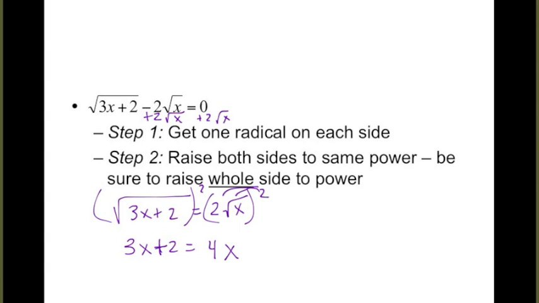Okay, so square the 2 and make it 4, square the root to cancel it. Then we can continue solving it like a linear. Subtract 3x from both sides, and I get 2 equals x. I would want to confirm that this actually works by plugging it into the original problem.